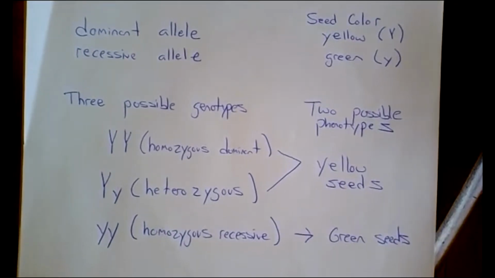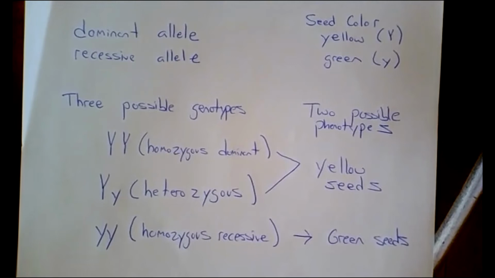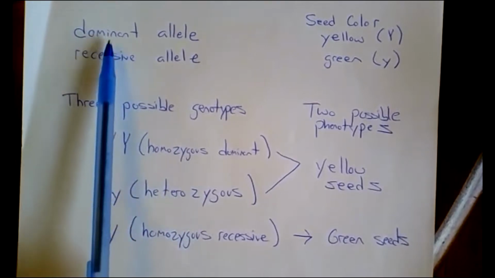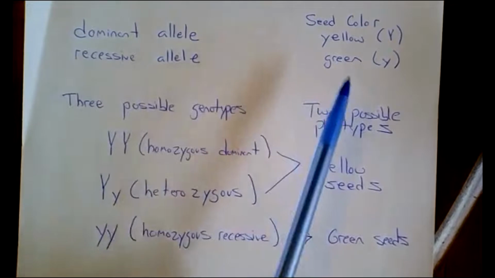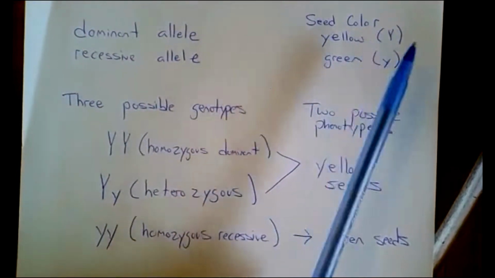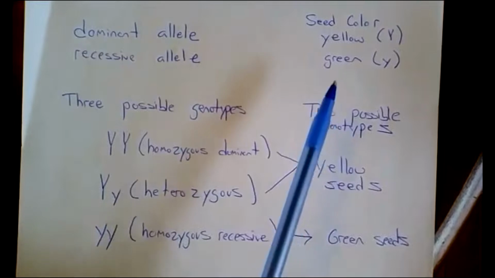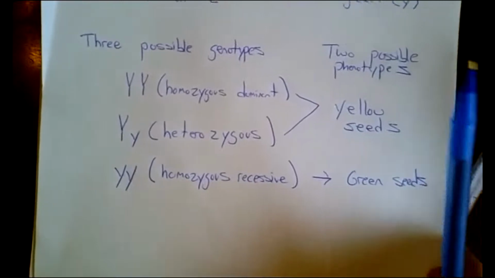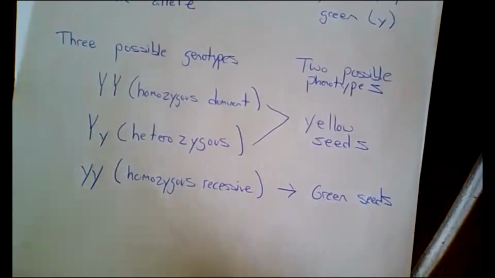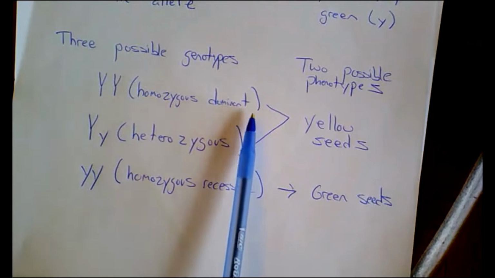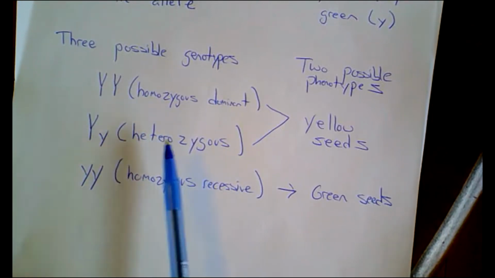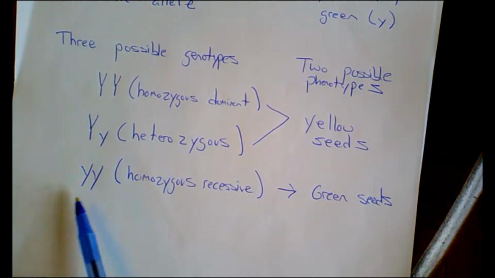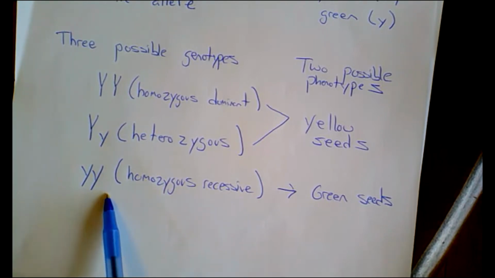So we won't look at flower color like in that example. We'll look at seed color, another trait that Mendel observed. And in my example, I'm going to have, again, a dominant allele and a recessive allele. Dominant allele will be a big Y, yellow, recessive, little y, green. There are 3 possible genotypes always in Mendelian genetics. You can be homozygous dominant, big Y, big Y, heterozygous, big Y, little y, or homozygous recessive, little y, little y.